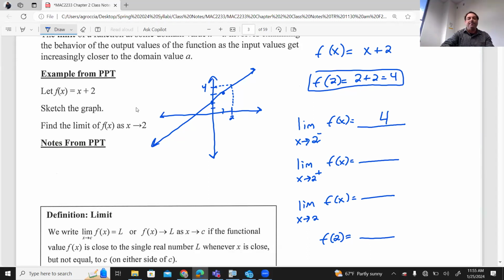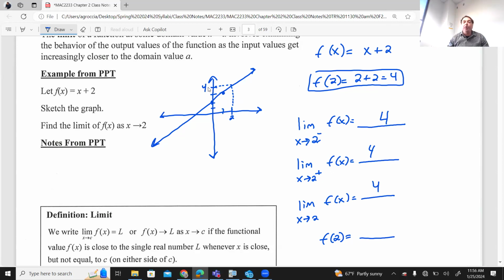Now, we're going to repeat that from the right. So as I follow this line from the right, as I get closer and closer to x equals 2, what's the y value becoming? 4. Now, if those two answers match, coming from the left, I'm getting closer to 4. Coming from the right, I'm getting closer and closer to 4. Therefore, the limit as x approaches 2 is 4. There's your answer. How do I know? Because I checked it from the left, I checked it from the right, and you get 4.